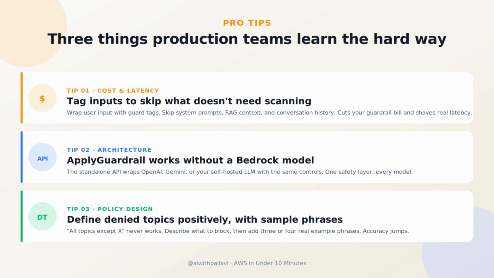First one, on cost and latency. Tag your inputs to skip what doesn't need scanning. Wrap user input in guard tags, leave system prompts and RAG context outside. Most teams scan everything by default and pay for it twice: once on the bill and once on the latency. The SDK supports this explicitly, so you can do that.